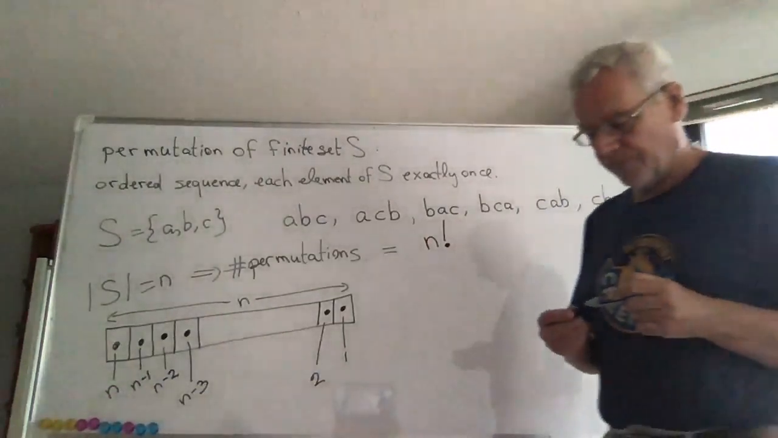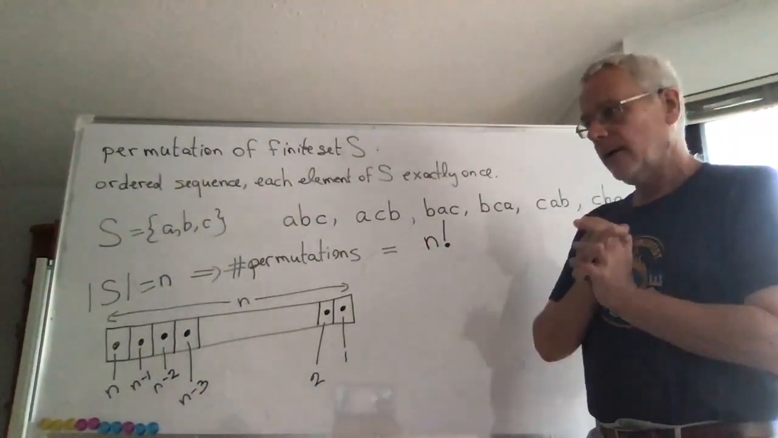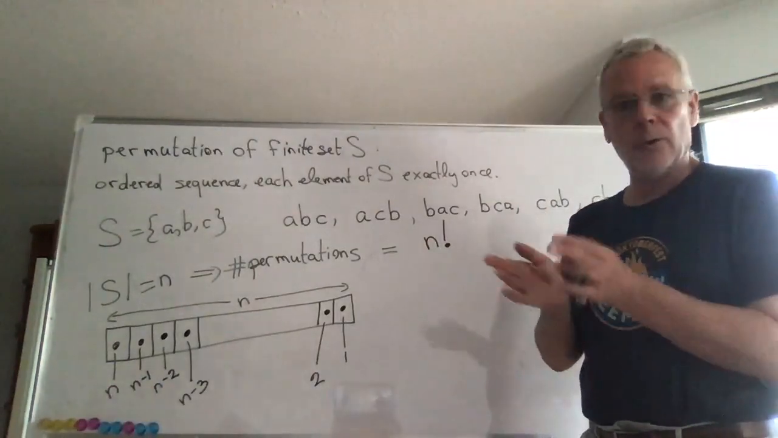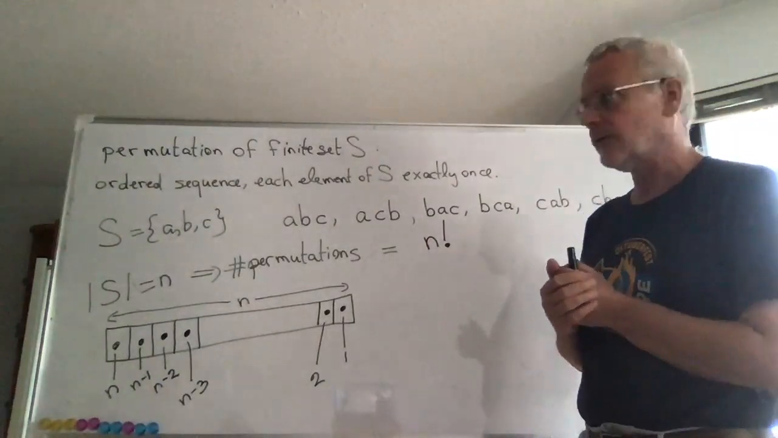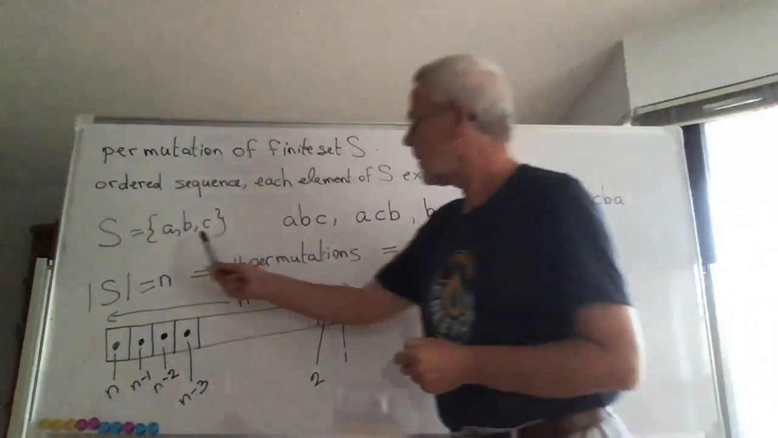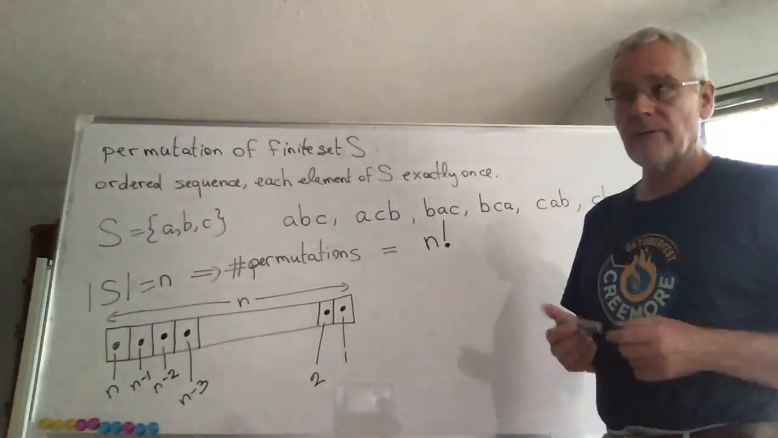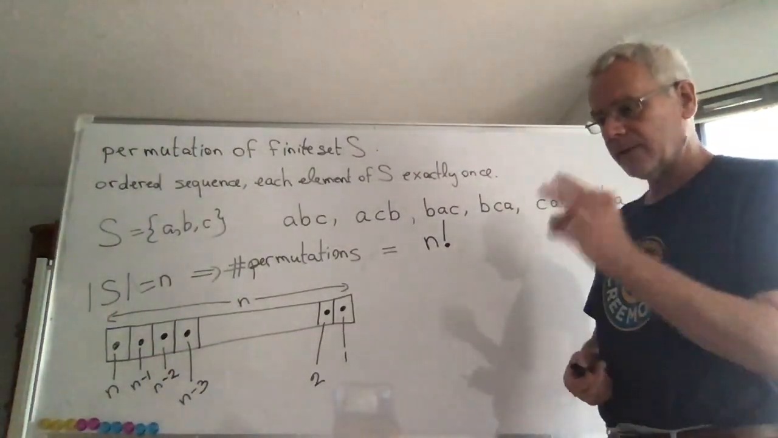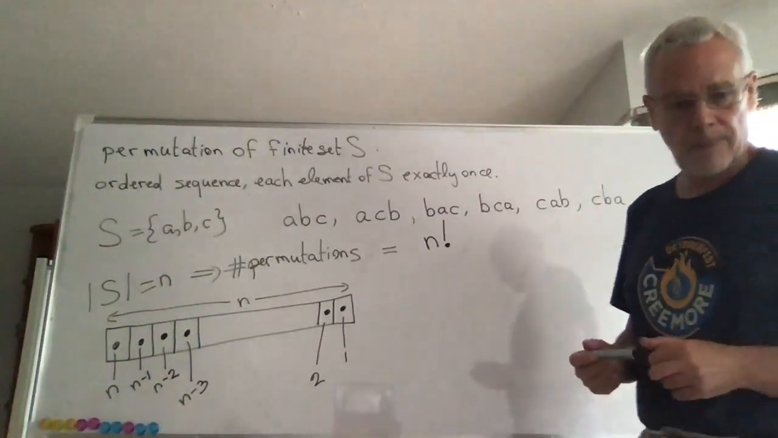So if you have a set of n elements, and you want to choose an order for them, there are n factorial many ways to do it. When n is equal to 3, then we get 3 factorial, which is 1 times 2 times 3, and that is indeed equal to 6.